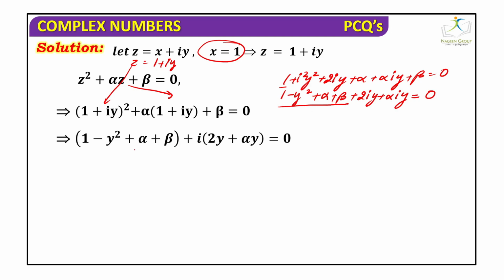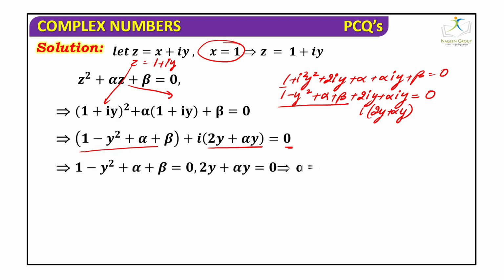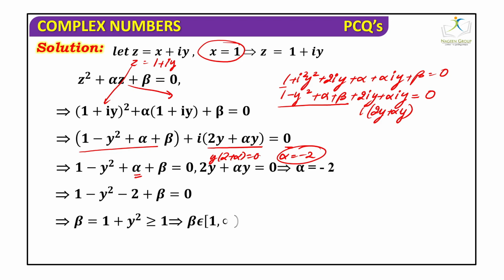So from this, the complete real part is here, and this, if we take iota common, it will be 2y plus alpha y, which is the imaginary part, and this is equal to 0. Now 1 minus y square plus alpha plus beta equal to 0 and 2y plus alpha y equal to 0. So from here take common y, it will be 2 plus alpha equal to 0, means alpha comes equals to minus 2. Right? Put here alpha minus 2. Then 1 minus y square minus 2 plus beta equal to 0. Then beta comes equals to 1 plus y square. 1 plus y square means greater than 1, implies beta will be from 1 to infinity.